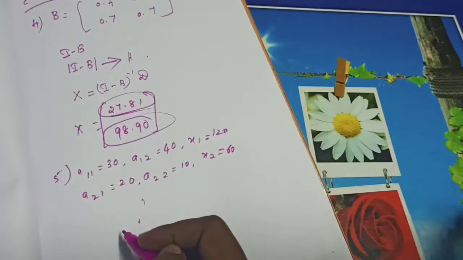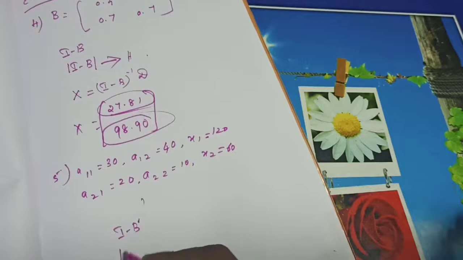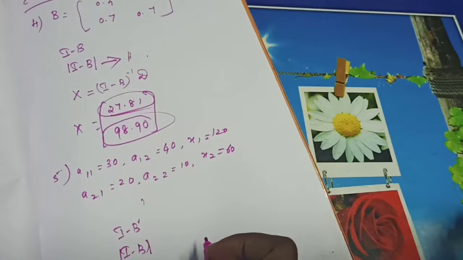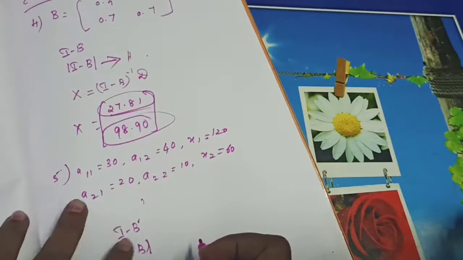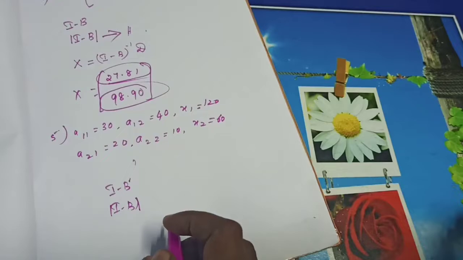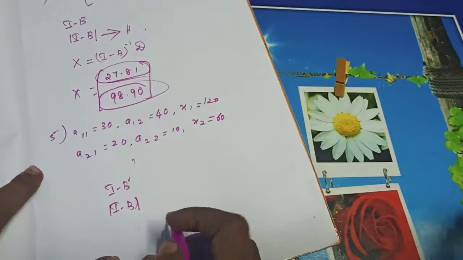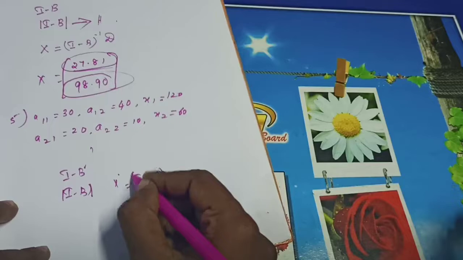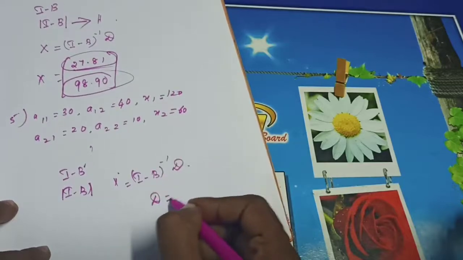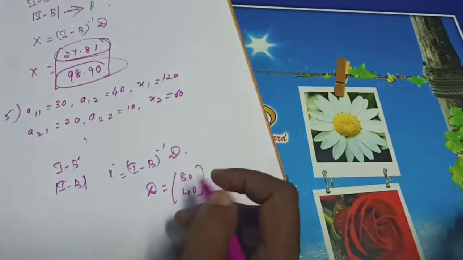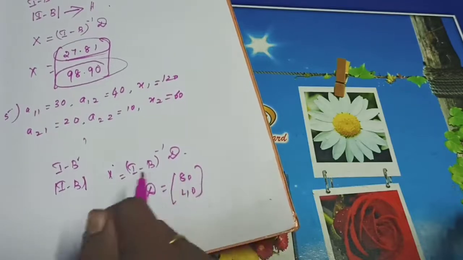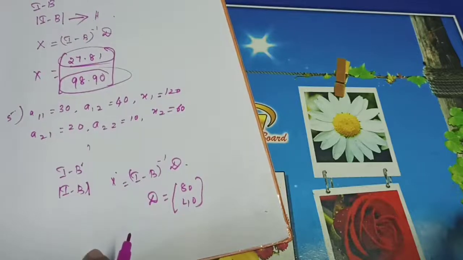After finding the technology matrix, we need to check I minus B, then the determinant of I minus B, whether it is positive or not. If it is positive, what will you conclude? It has a solution. Afterwards, X is equal to the whole inverse of I minus B into D, which we need to find. The D value is 80 and 40, because in the question it is given that the domestic demand changes to 80 and 40. So that's the domestic demand.